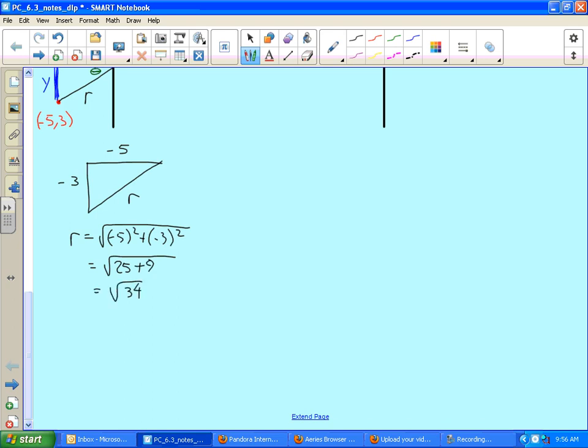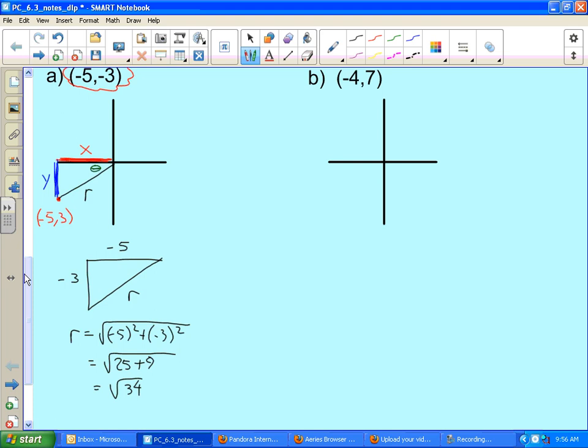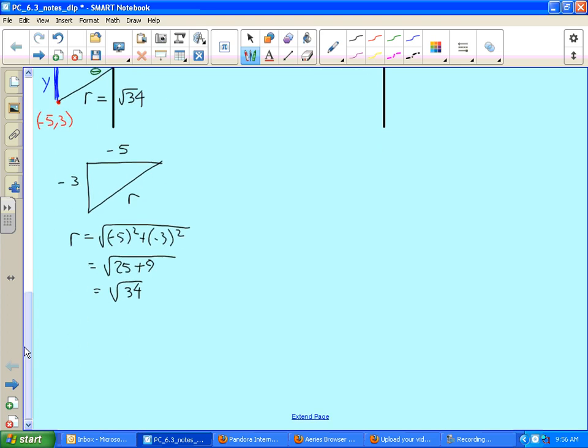Now, can I simplify radically the square root of 34? Can I break that down? No, we're going to leave it like that. We're going to leave this as the square root of 34 because I can't radically simplify that. All right, good deal. So we now know what the hypotenuse is. The r is equal to the square root of 34. In order for me to answer the question of what are all the trig values, I need to have all three parts of that triangle.